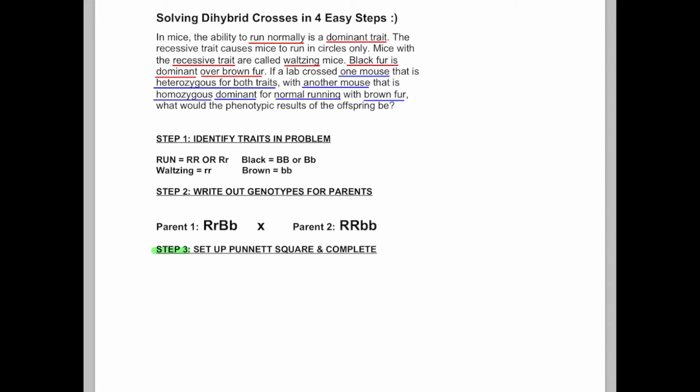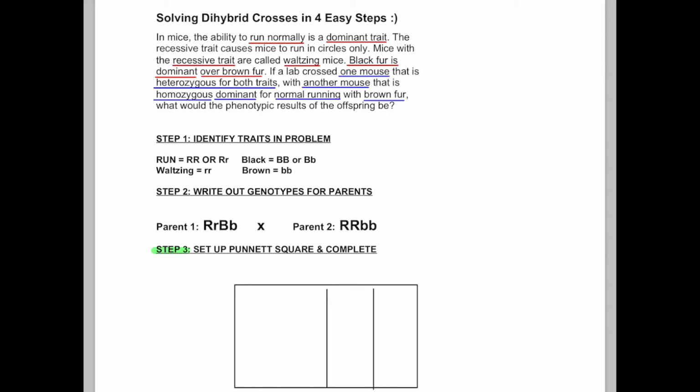Step 3, set up and complete the Punnett square. For this, you need to draw a largish box that will be divided into 16 total boxes. The easiest way to do this is to divide the box in half, then draw lines in the middle of each one of those halves. Do this horizontally as well. Divide the box in half horizontally, then draw a line in the middle of each half.